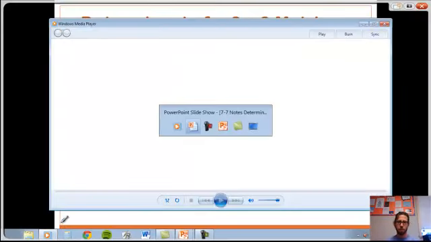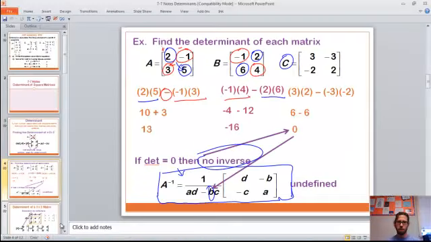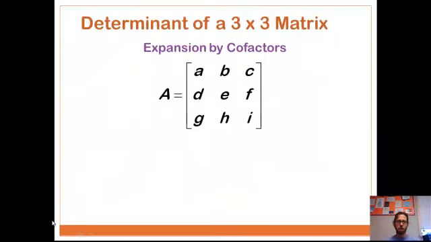We don't need Windows Media Player. Uh-oh, getting mad at me. Well, there we go. We're back on it. All right. Let's ignore that for a moment.